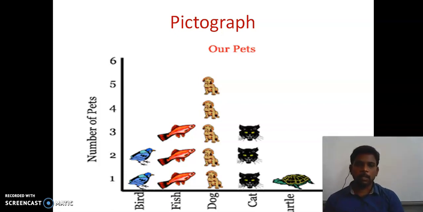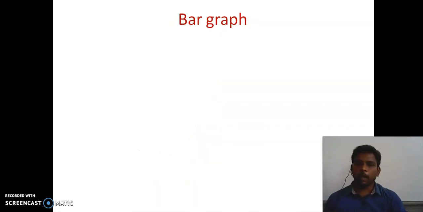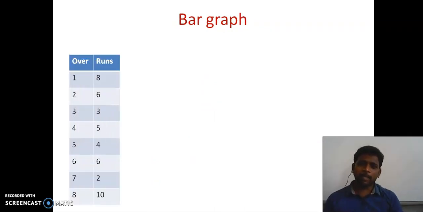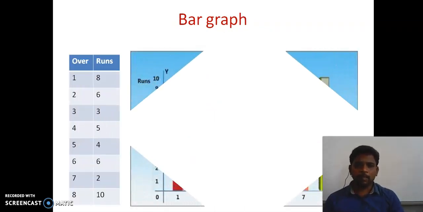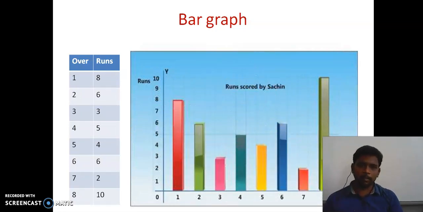The next one is nothing but, what is the next one? Bar graph. In bar graph, we have to represent the data in terms of bars. So look at the example here. Here the graph represents what? Can you say what is represented in the graph here? Runs scored by Sachin, right?